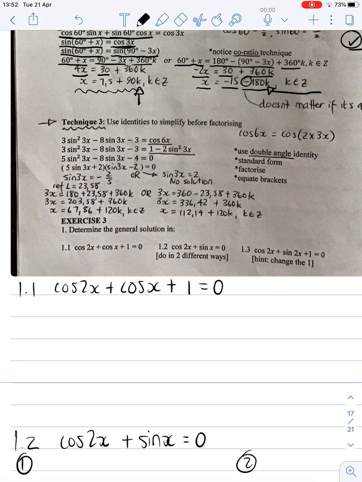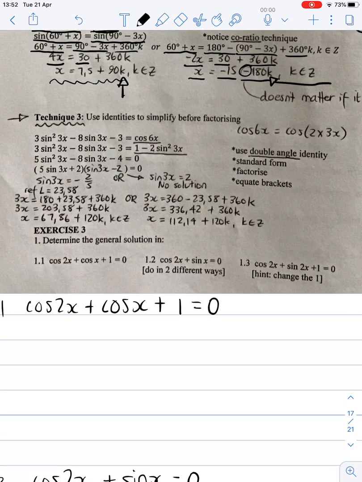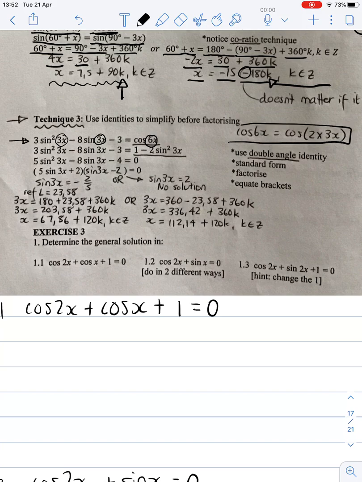Technique number 3, use identities to simplify before we factorize. Now here's where this double angle is going to come into play. Okay, so the question is 3 sine squared 3x minus 8 sine 3x minus 3 is equal to cos 6x. Now you should be able to see that the left-hand side's angle is 3x, but the right-hand side is 6x. So that's where I've written on the right here. Cos 6x is the same as saying cos 2 times 3x. So there's your double angle. It's like saying cos 2 theta, but instead of theta, you've got 3x.